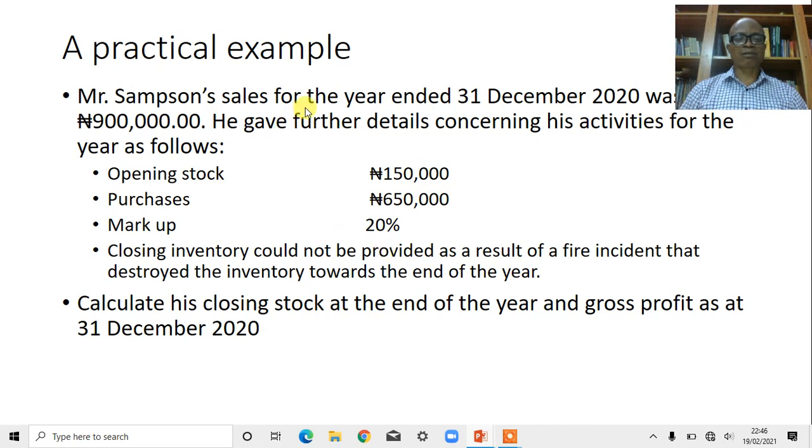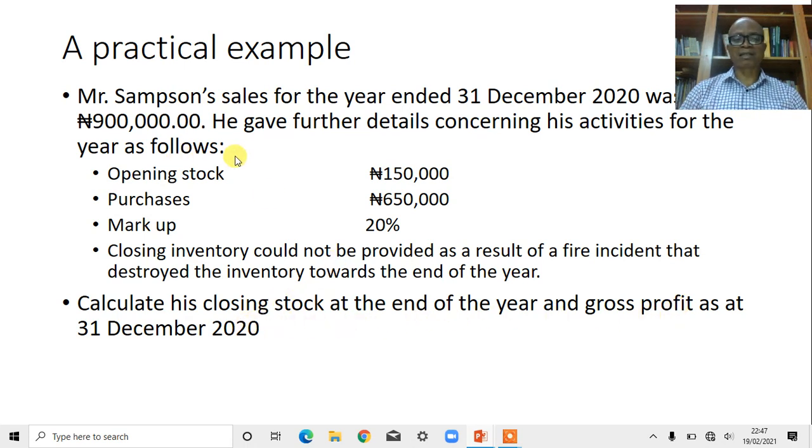So let's look at this practical example. Mr. Sampson's sales for the year ended 31 December 2020 was 900,000 naira. He gave further details concerning his activities for the year as follows: opening stock 150,000, purchases 650,000, markup 20,000. Closing inventory could not be provided as a result of a fire incident that destroyed the inventory towards the end of the year. Calculate his closing stock at the end of the year and gross profit as at 31 December 2020.